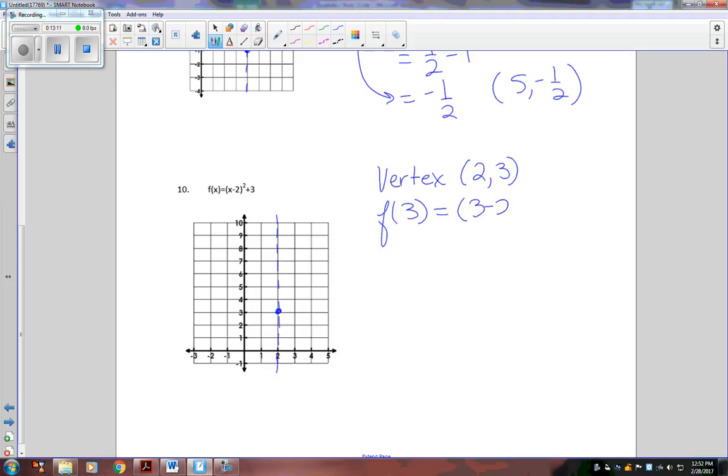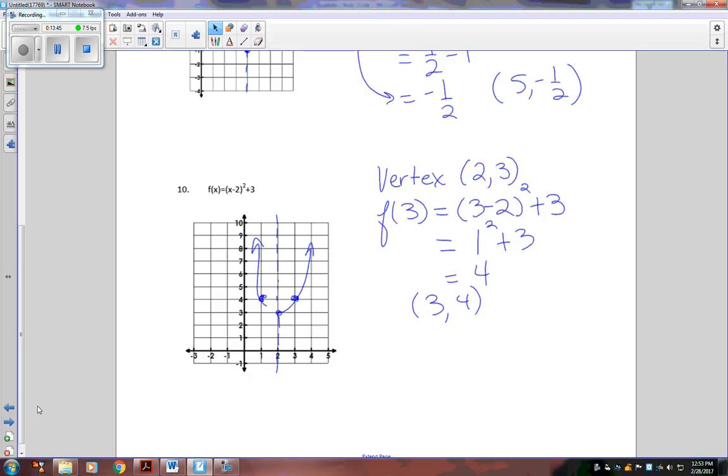And then I have 3 minus 2, squared, plus 3. 3 minus 2 is 1. And 1 squared plus 3 is 4. This is giving me the ordered pair 3, 4. So I'm going to graph 3, 4. Now using symmetry, this is 1 unit from here to here, so I'm going to go 1 unit on the other side to get my other point. Okay, and I don't need that horizontal line there, so I'm going to take that out. And there's your graph. Okay, the end.